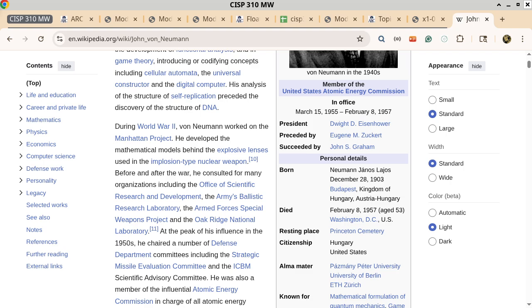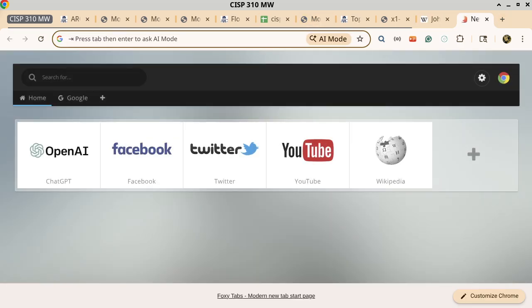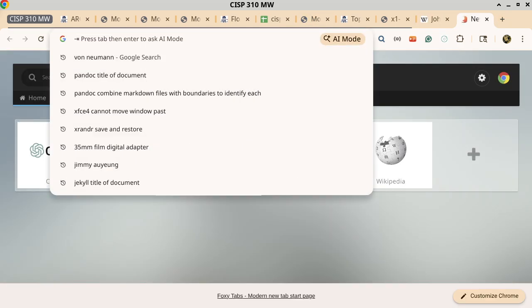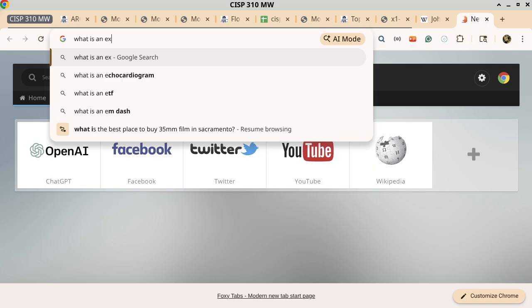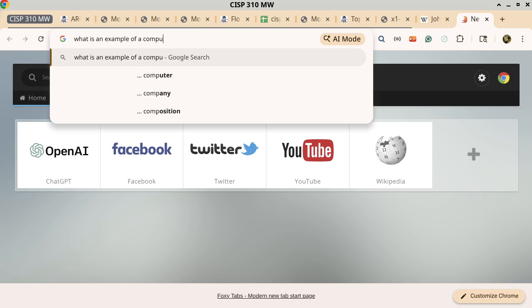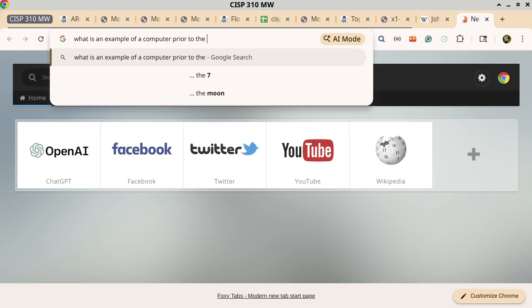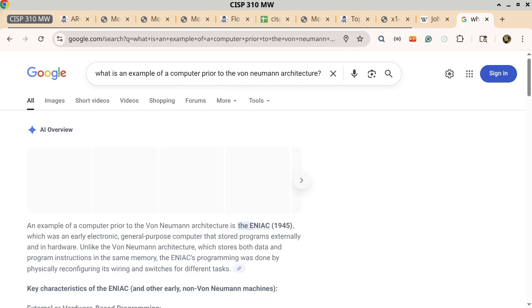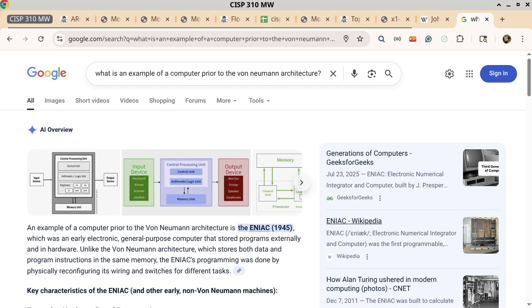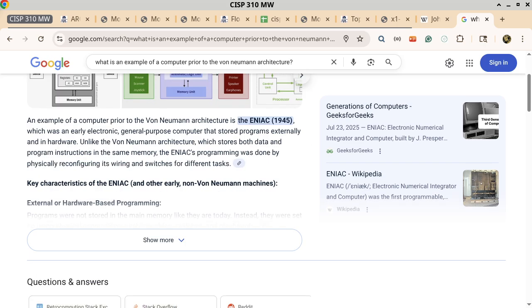So let's take a look at a computer prior to the John von Neumann architecture. In the past, I always had to look for that, but now with AI, I can just search, right? I can just ask, what is an example of a computer prior to the von Neumann architecture? Okay, there we go. It would even have pictures: the ENIAC.